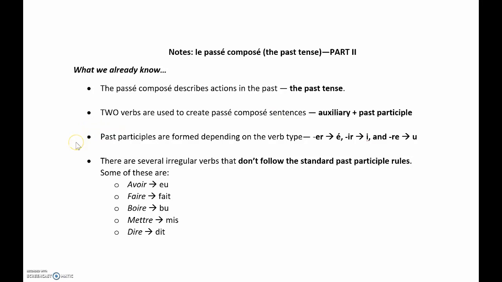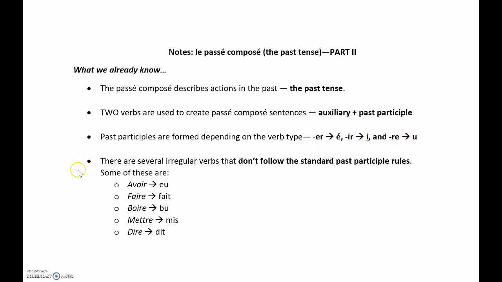But we already know as well that past participles are formed depending on the verb type. So if I have an ER verb as my past participle, it will become E with an accent. If I have an IR verb, then as a past participle, it will have I as an ending. And then finally here, if I'm dealing with an RE verb and I want to change that into its past participle form, it will change to a U on the ending.